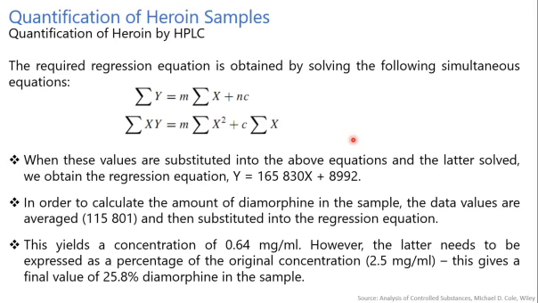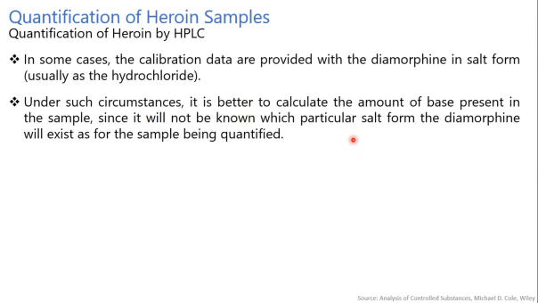So in order to calculate the amount of diamorphine in the sample, the data values are averaged, that is 115801, and then substituted into the regression equation, and this yields a concentration of 0.64 mg per ml. However, the latter needs to be expressed as a percentage of the original concentration, that is 2.5 mg per ml, and this gives the final value of 25.8% of the diamorphine in the sample.